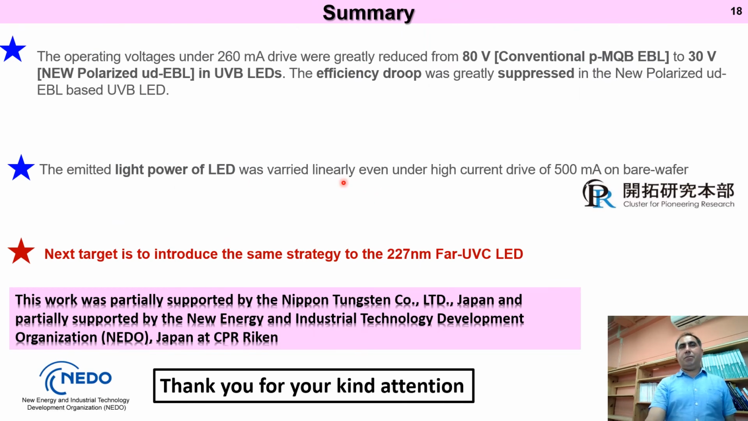With this, I will summarize my talk. The operating voltage under 260 milliampere drive was greatly reduced from 80 volts to 30 volts by using a new polarized undoped aluminum-graded EBL. The efficiency droop was also greatly suppressed in the new polarized EBL LED. The emitted light power of the LED varied linearly, even under a high current drive of 500 milliamps on bare wafer. This was the first time for us.